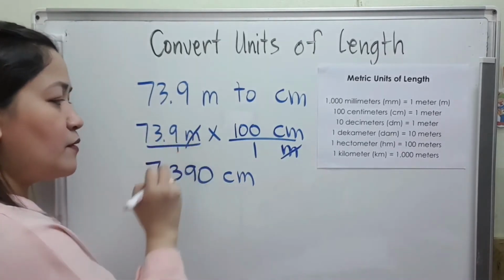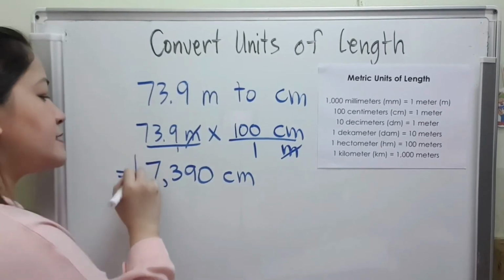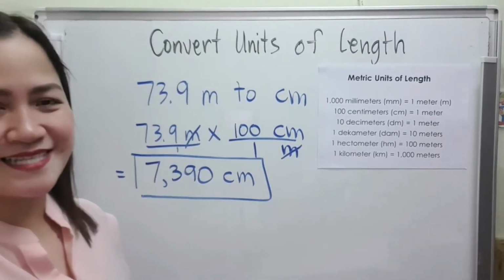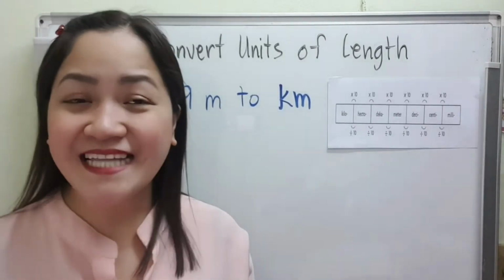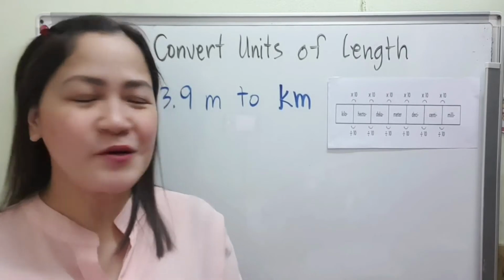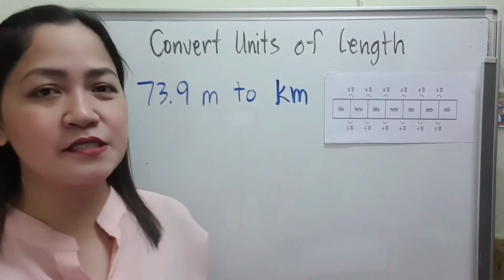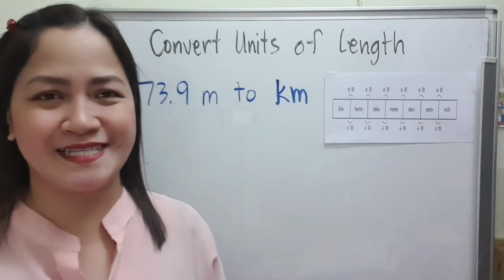This is over 1, right? And 1 times 1 is 1. So the answer is 7,390 centimeters. I know it's easy, but we can make it easier. And how? We are going to use this diagram.